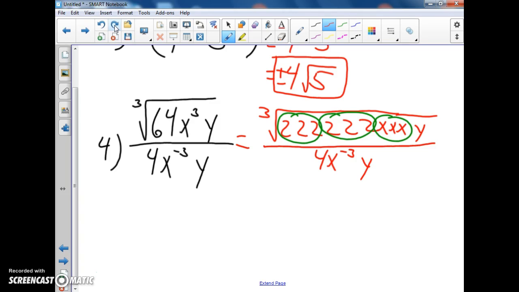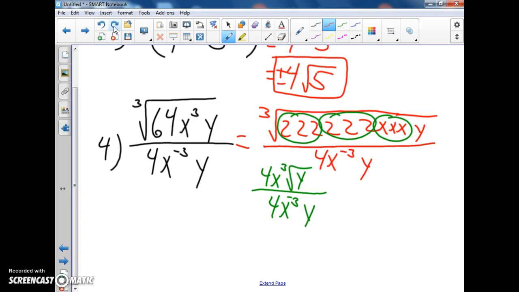Two 2's and an x, which gives you 4x on the outside, and then cube root of y. What you got? 4x cube root of y, and then who's on the bottom still? 4x to the negative 3y. Okay, now what do you do? Now you put the negative exponent.